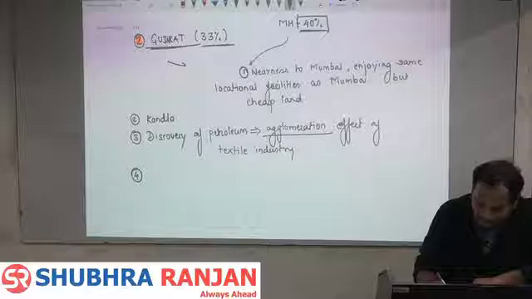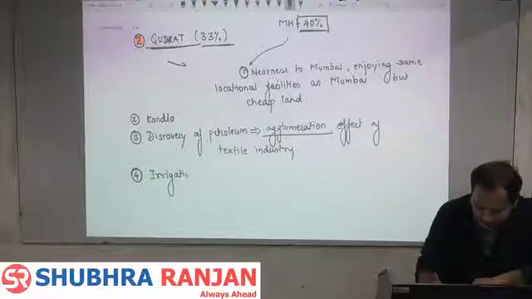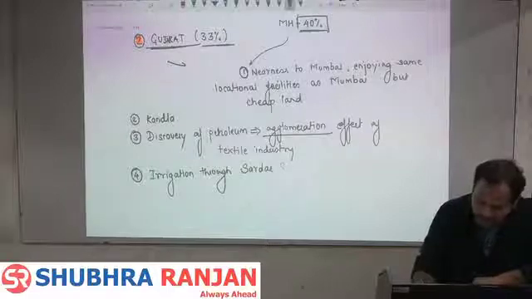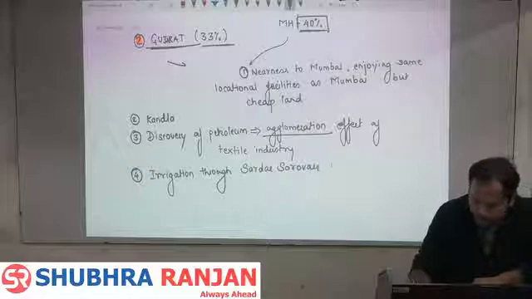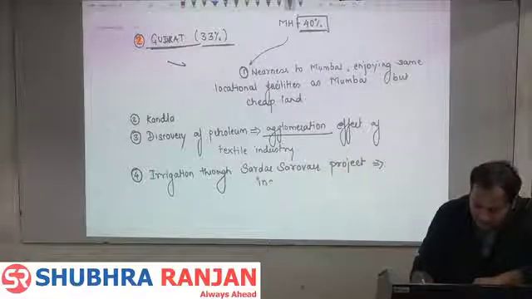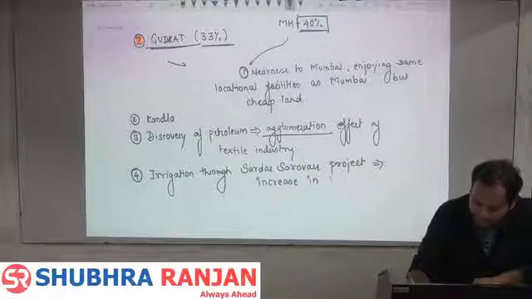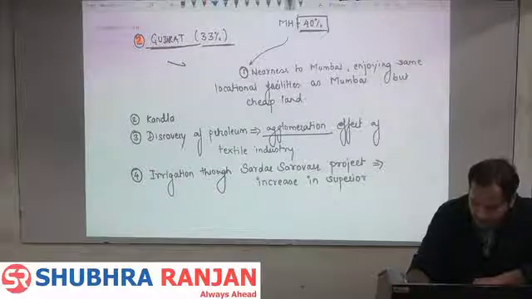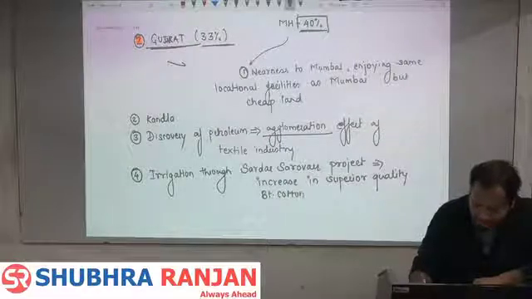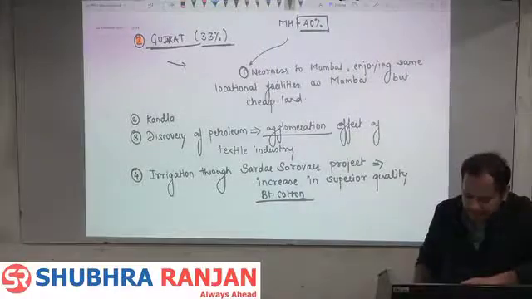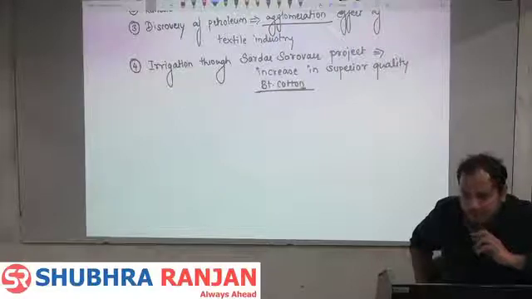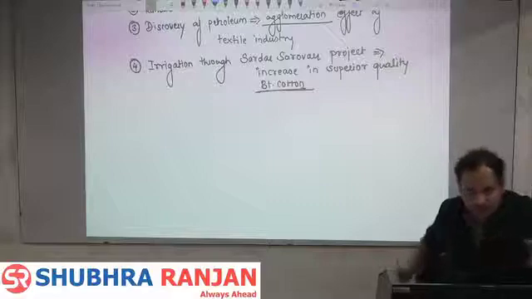Fourth, irrigation. Through the Sardar Sarovar project. What did this lead to? It led to an increase in superior quality BT cotton. BT cotton is much better than the desi cotton variety because the cloth is much finer and the thread is much longer.